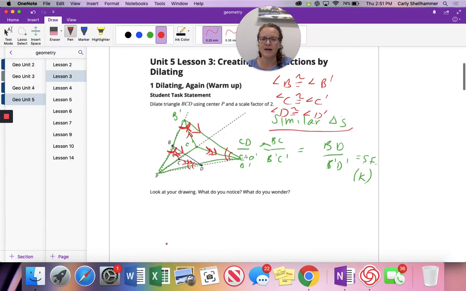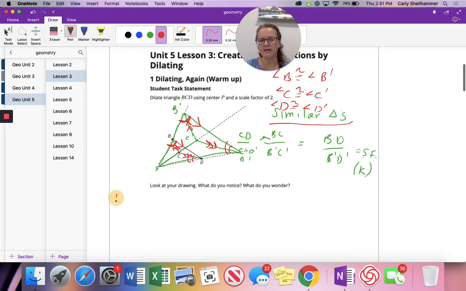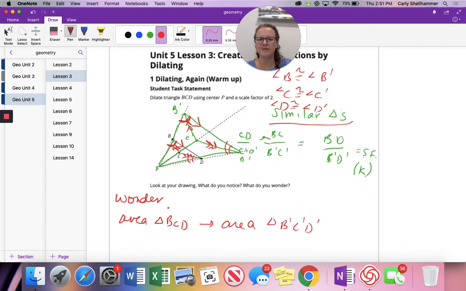A really good notice and wonder is, I wonder how the area of triangle BCD compares to the area of triangle B prime C prime D prime. I wonder. Yeah, I think that was it. All right.